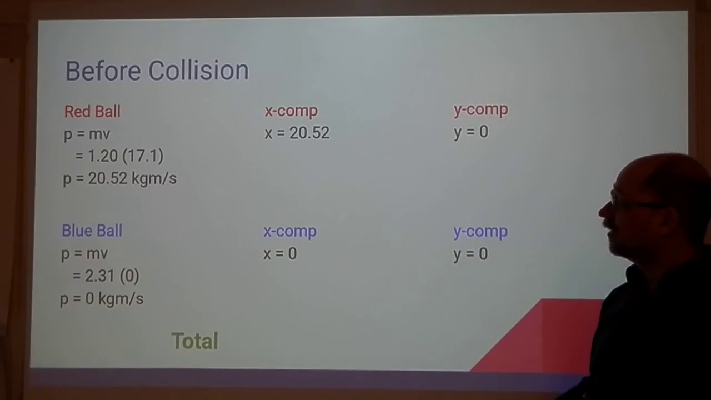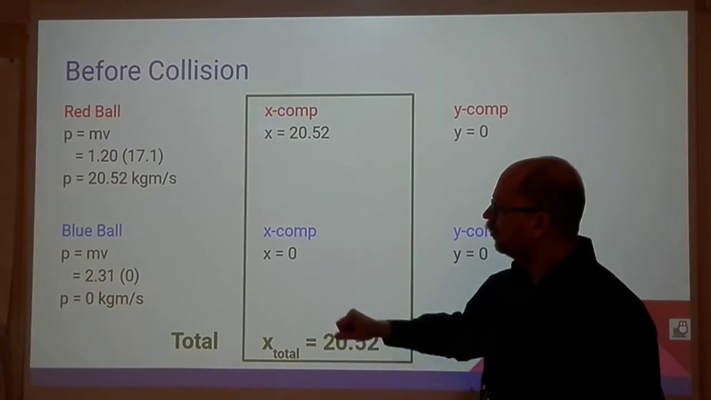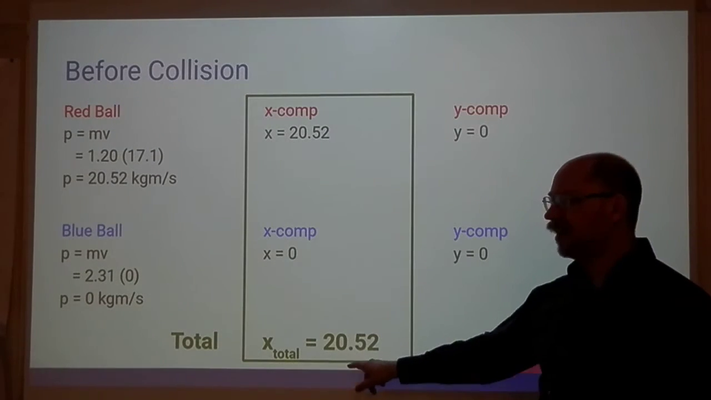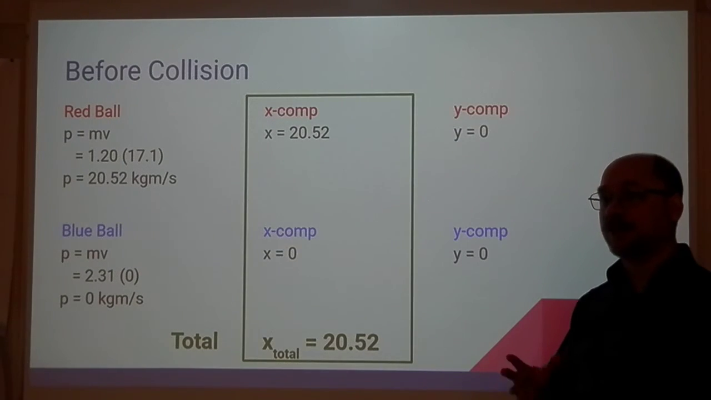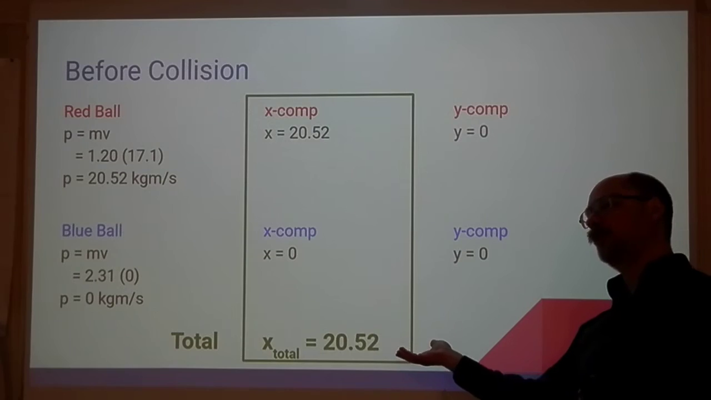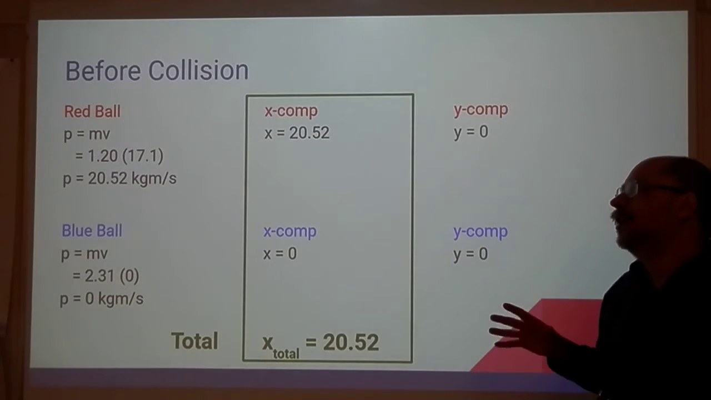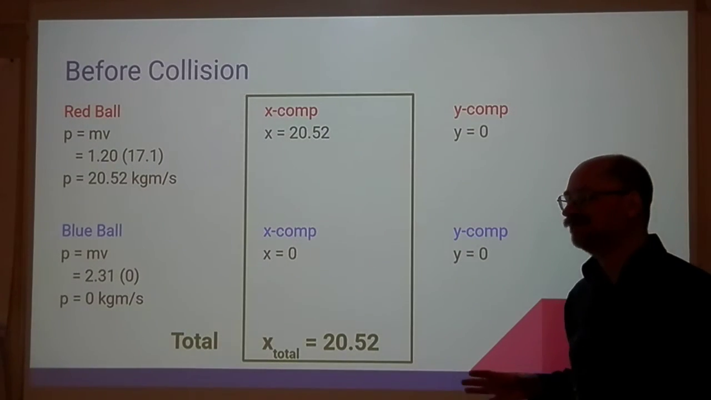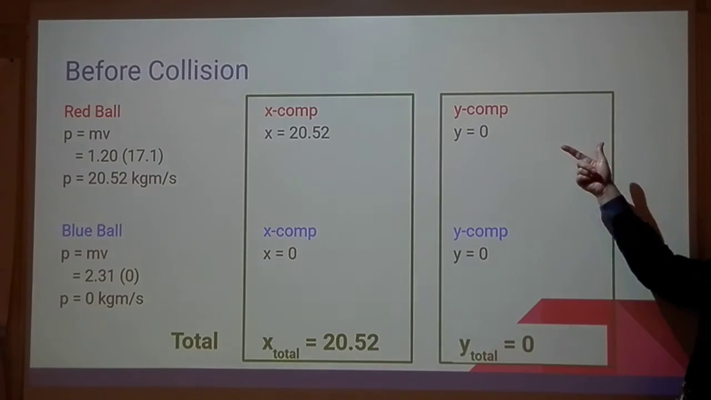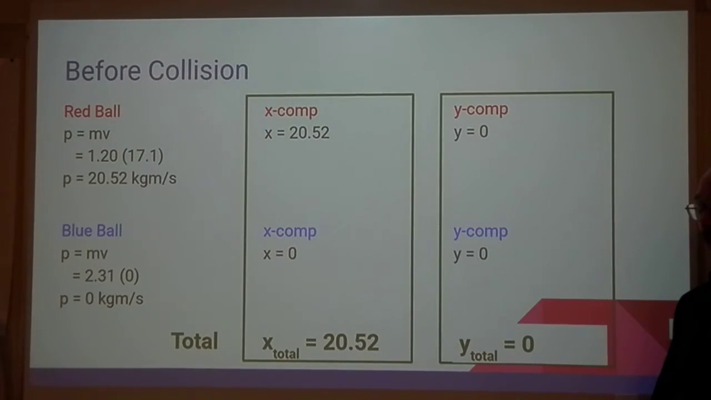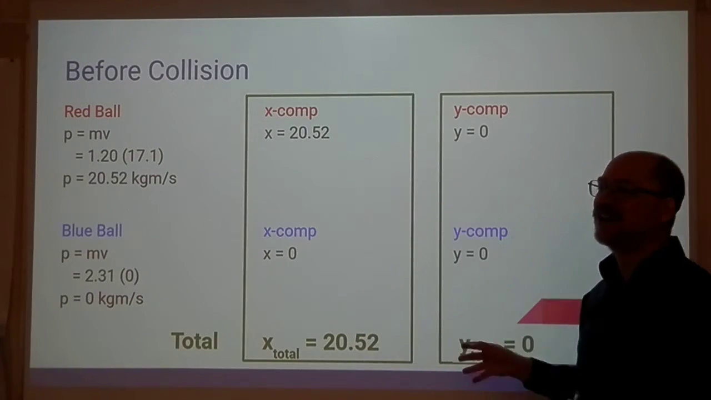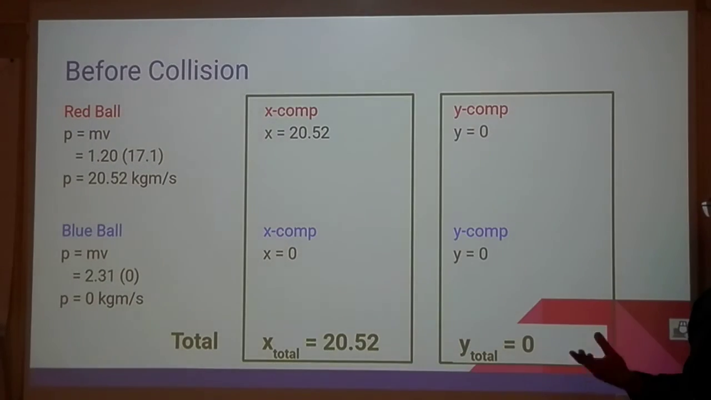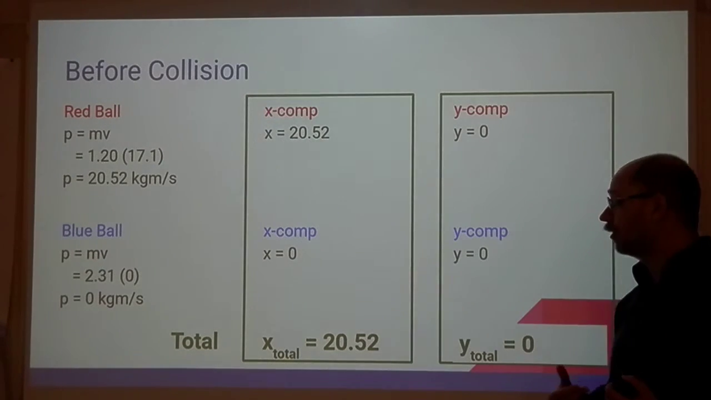I can say things like, take these two numbers, add them together, and get the total x component of the momentum, 20.52. I don't think you need to take out your calculators for that one, I hope. For the y's, same deal, 0 plus 0 equals 0. But again, I can't stress enough, these numbers are not always going to look this easy. You're going to sometimes have to do trig and stuff to get these. We'll see this in a moment as we do the after collision stuff.